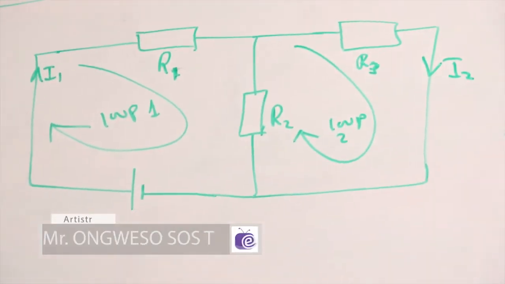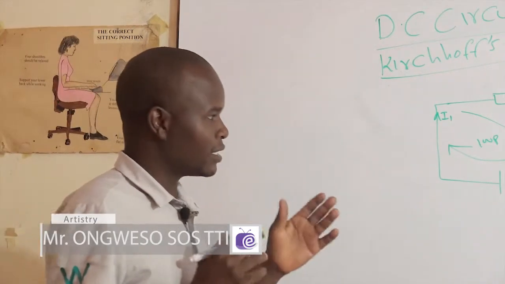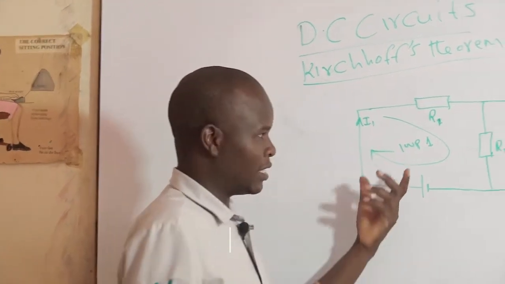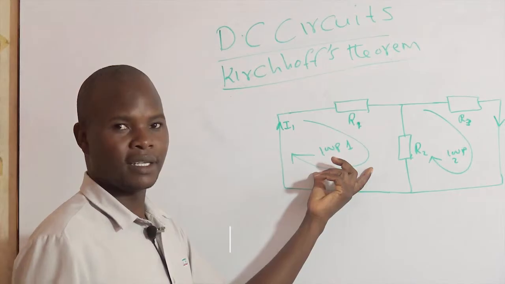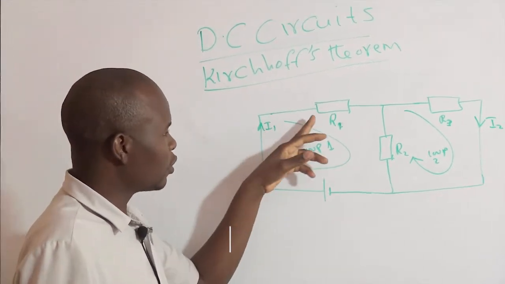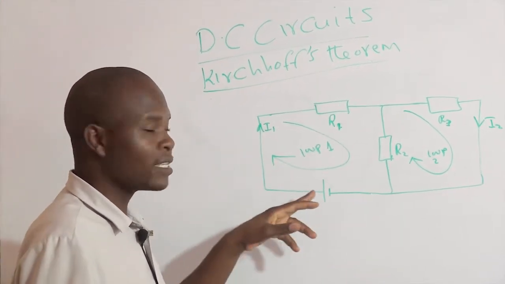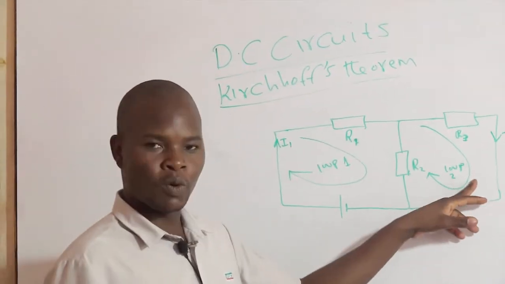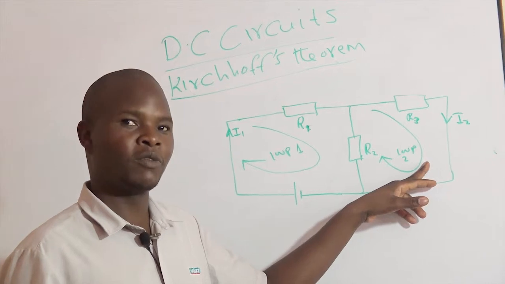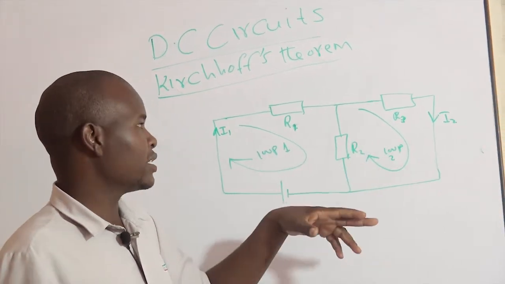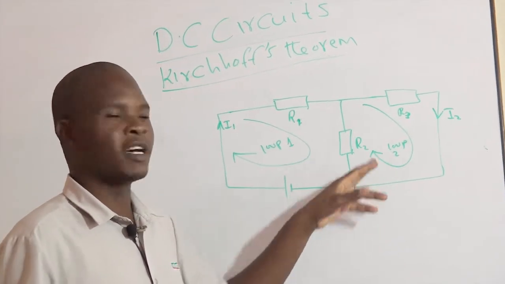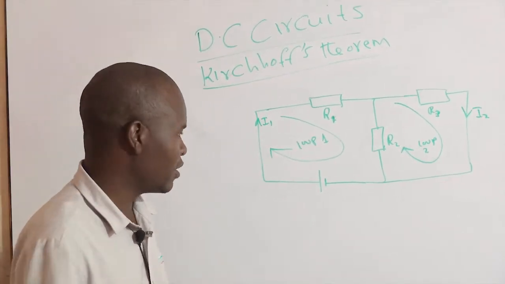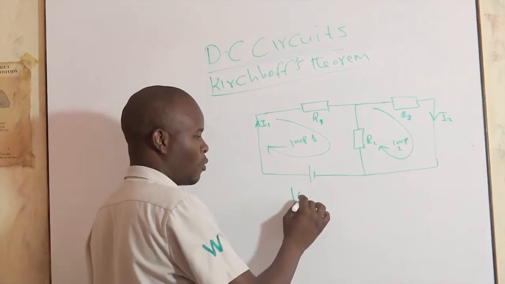According to Kirchhoff's, in any closed loop like this, the total voltage drop here is the same as the voltage from the source. Now, in the second loop, we don't have a source of EMF. So that means the voltage drop in this and this must be equal to 0, because there is no source of EMF.